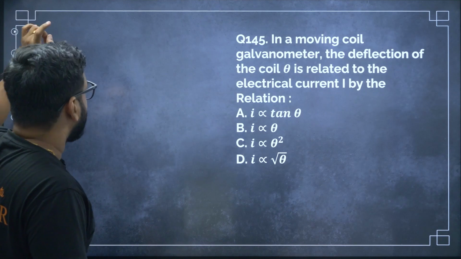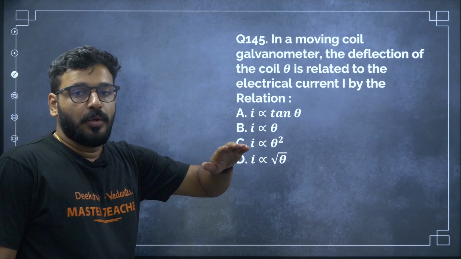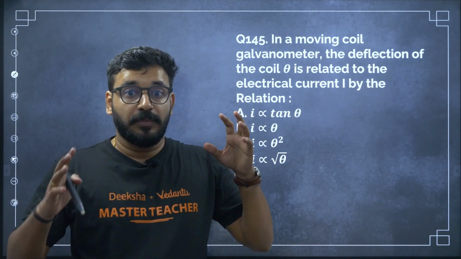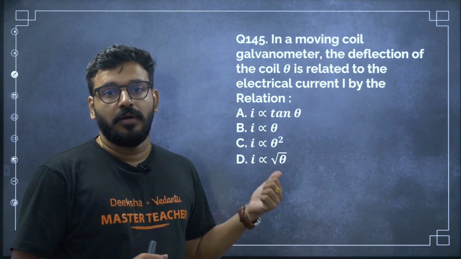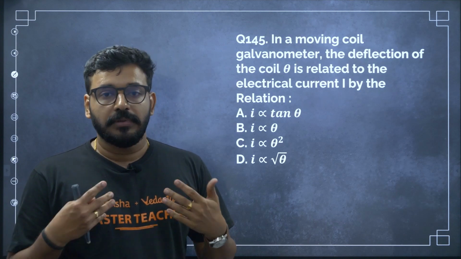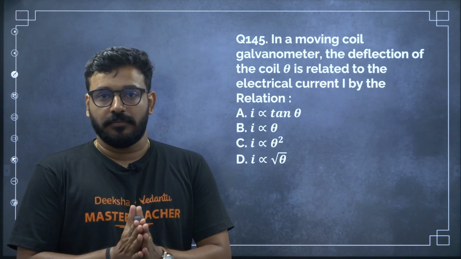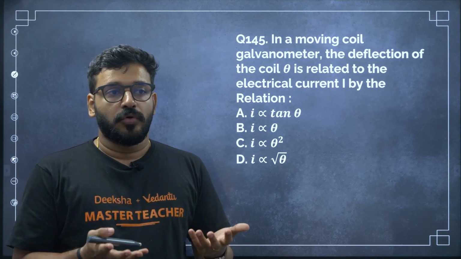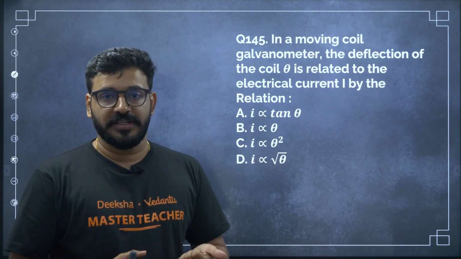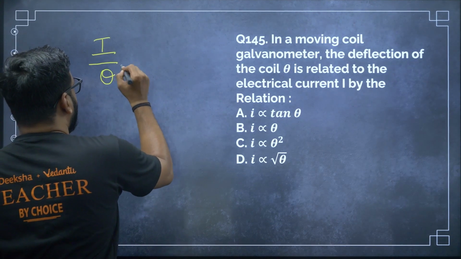Alright, let us look at the next question. In a moving coil galvanometer, the deflection of the coil theta is related to electric current by which relation? Very simple, straightforward question. You just need to know about two constants, the prime quantities in this topic: current sensitivity and galvanometer constant. The galvanometer constant is fixed for a particular galvanometer, it is the characteristic of the galvanometer. The figure of merit is given as the current detected per unit deflection, I by theta.